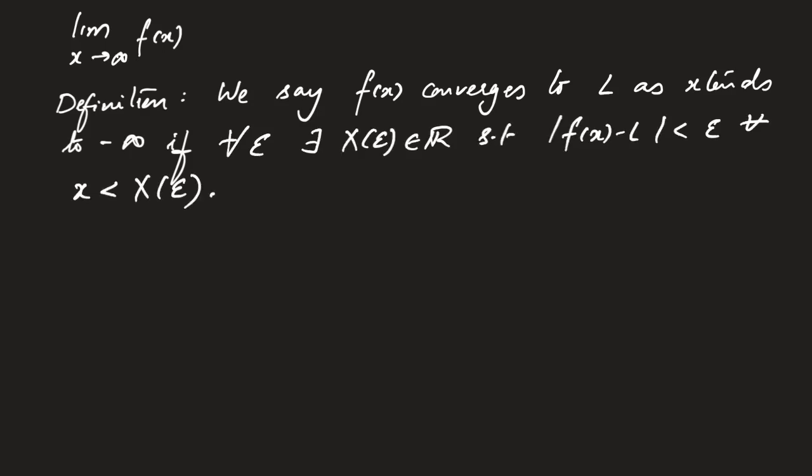So if x is small enough, then f of x is close enough to L. And we can make it arbitrarily close. For whatever epsilon we have, we can do this. That's what it means. As before, we will denote this as limit x tends to minus infinity of f of x. And instead of saying that f of x converges as x tends to minus infinity, we might say that limit x tends to minus infinity f of x exists. So everything as before, correct?